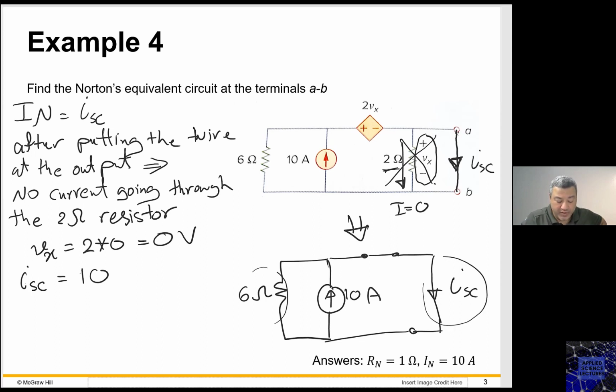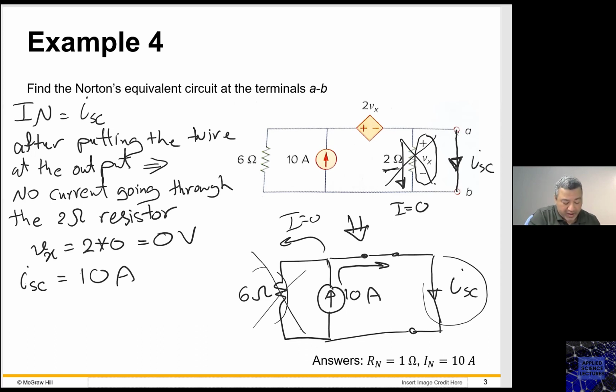Why? Because we have a resistor here that is connected in parallel with a short circuit. So this 6 ohm resistor is also shortened out by this short circuit. All the current is going to go this way, zero current is going to go that path because I have a short circuit connected in parallel with a resistor. So I short circuit is 10 ampere. Okay, so I found the I short circuit. Remember, this is also the I Norton.